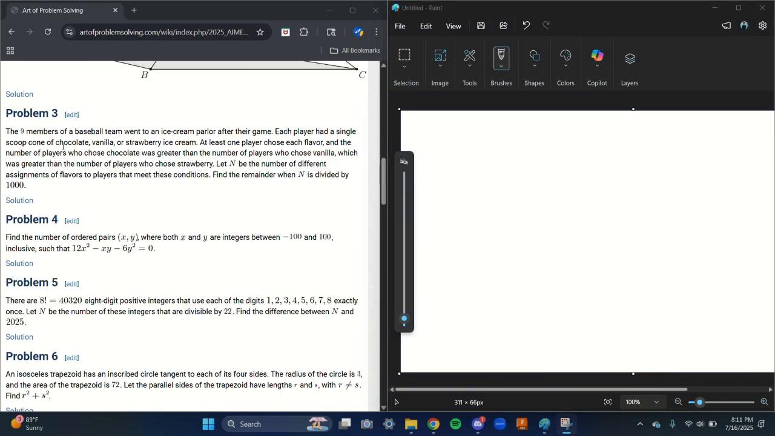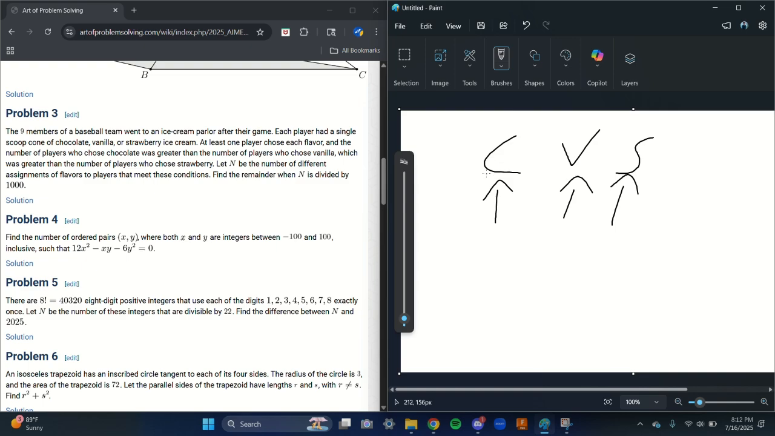Okay, so problem 3 says the 9 members of a baseball team went to an ice cream parlor, and then it says each player had a single scoop of chocolate, vanilla, or strawberry, and at least one player chose each flavor. Okay, so this wording is kind of confusing here. They should have clarified this, but what this is saying is that the number of players who chose chocolate, vanilla, and strawberry, each of these, none of them equals 0, so all of them have to be greater than or equal to 1.